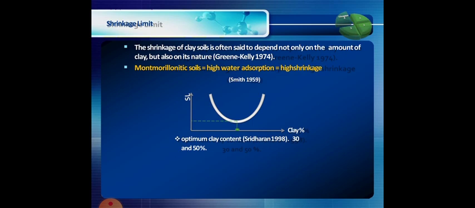Shrinkage limit. The shrinkage of clay soils is often said to depend not only on the amount of clay but also on its nature. Grim, Kalais 1974. Montmorillonite soils equal high water adsorption, which equals high shrinkage. Optimum clay content, Sridharan 1998, is 30 to 50%, and we can observe this in the figure.